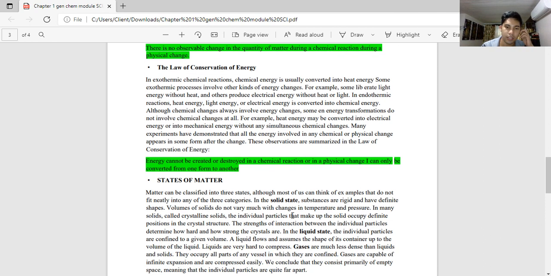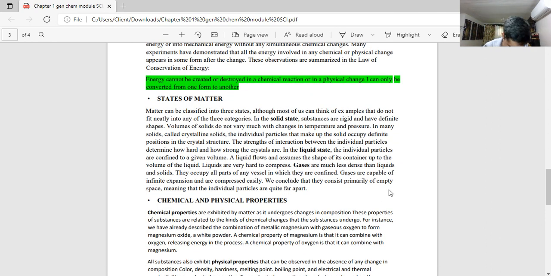Okay. States of matter. Very simple lang. From elementary, you have your three states of matter. Matter can be classified into three states. Although most of us think of examples that do not fit entirely into our three categories, you have your solid state. The thing to remember is the formation or position of the atoms. You have here rigid and a definite shape. Then the volumes of solids do not vary with changes in temperature and pressure.